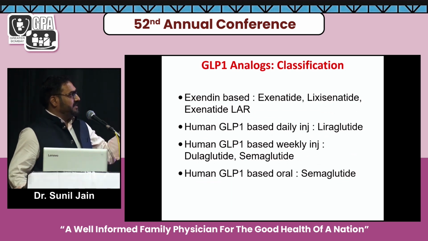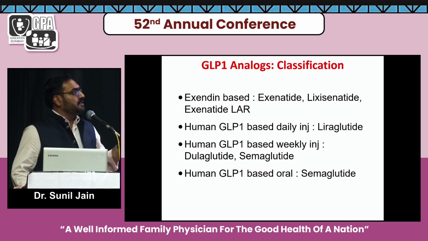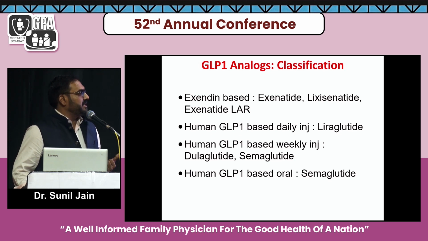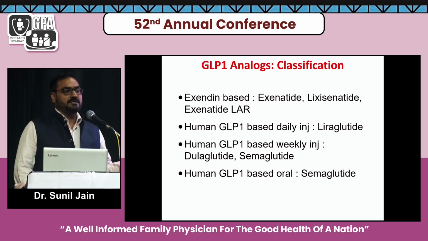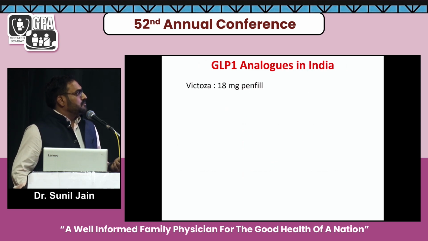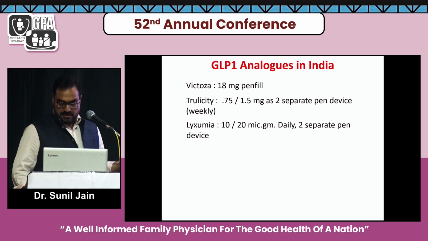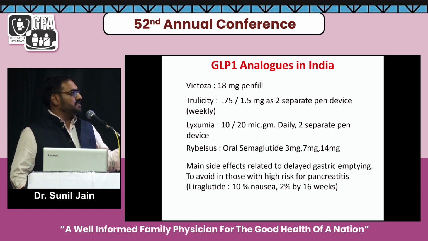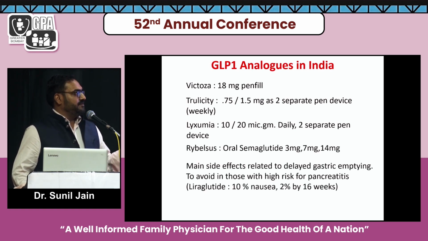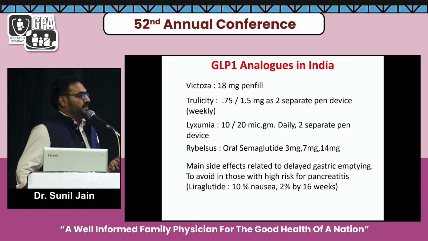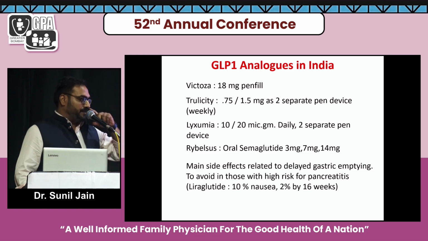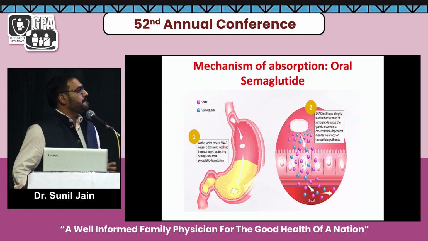So you have exendin-based: exenatide, lixisenatide, exenatide LAR, and human GLP-1, that is liraglutide, which is injectable. You have weekly-based, which is dulaglutide and semaglutide, and oral, which right now is semaglutide. So Victoza, Trulicity, Lyxumia, Rybelsus, which is the oral one. The main side effect is related to delayed gastric emptying, and it is to be avoided with a high risk of pancreatitis. So if you have a patient with pancreatitis, please avoid this.